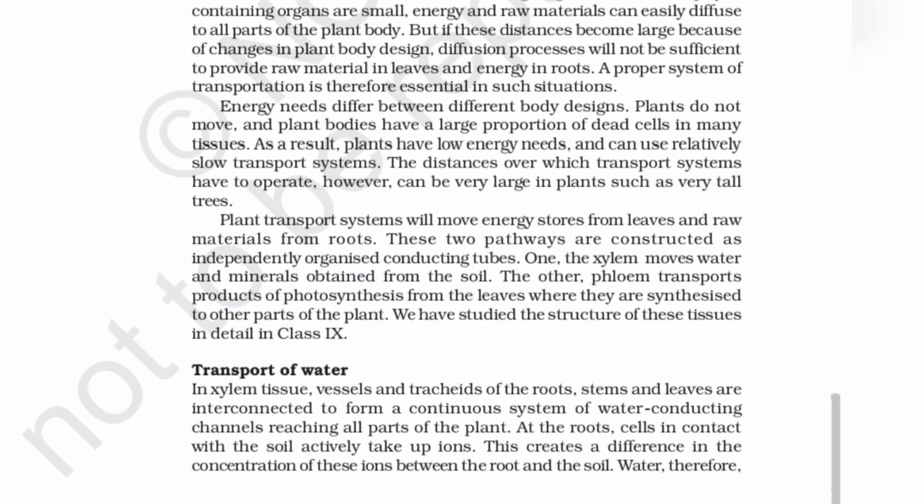Energy needs differ between different body designs. Plants do not move, and plant bodies have a large proportion of dead cells in many tissues. As a result, plants have low energy needs, and can use relatively slow transport systems. The distances over which transport systems have to operate, however, can be very large in plants such as very tall trees. Plant transport systems will move energy stores from leaves and raw materials from roots.